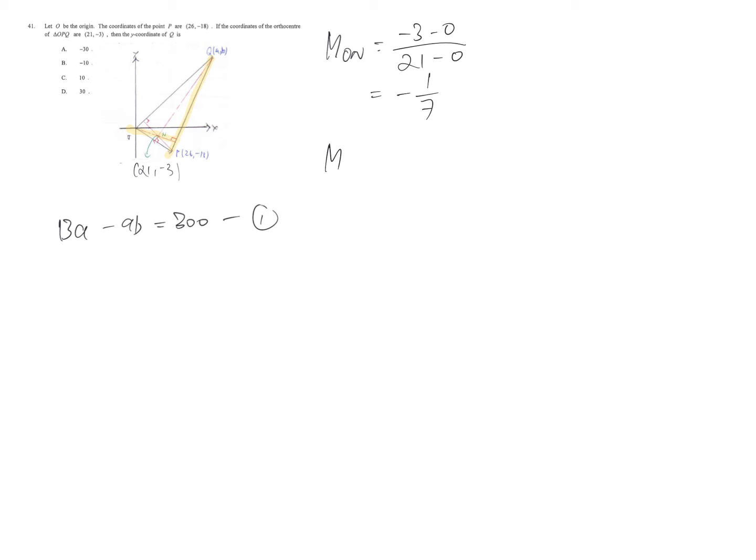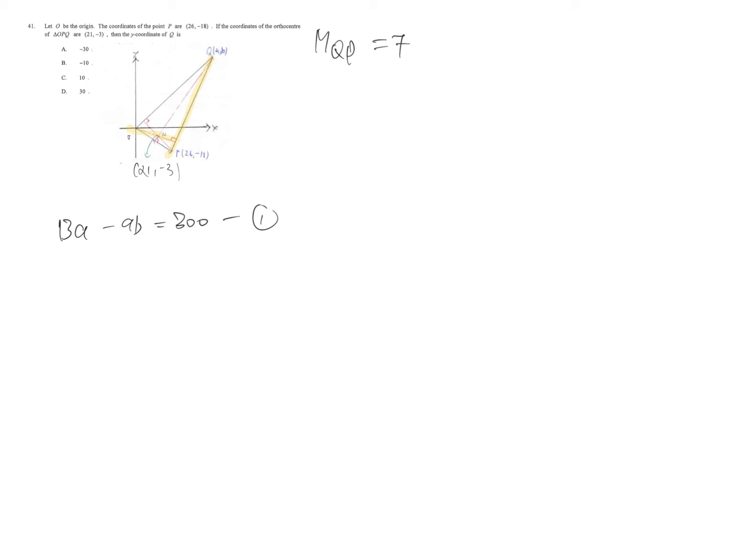So the slope of ON times the slope of QP should equal -1. Then we substitute our answer. Because we cannot find the slope of QP with two unknowns, we use the slope of ON and get our answer that the slope of QP is equal to 7.